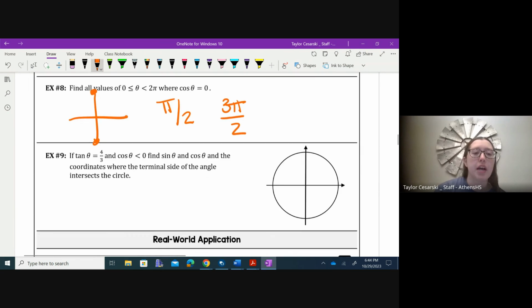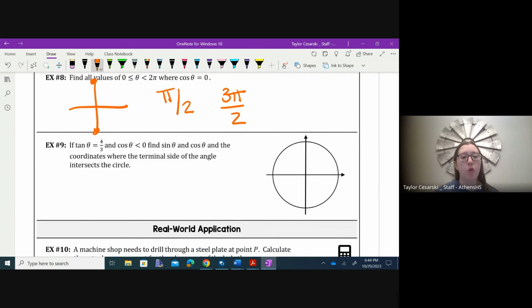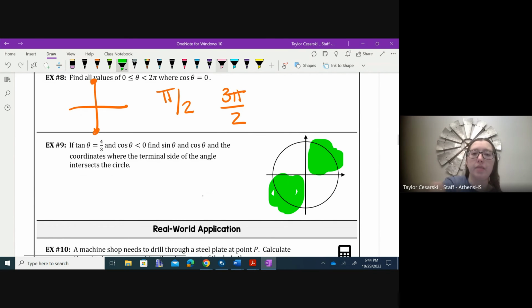And lastly, number 9, it says tangent of theta is 4/3. Well, let's think about where could this be. Tangent is positive in quadrant 1 and in quadrant 3, because I have a positive divided by positive or a negative divided by negative. And cosine of theta is negative. So we think, where is cosine negative? Well, that could happen anywhere that's on the left side. So quadrants 2 or 3. Where do both of those things happen is in quadrant 3. So that's where this problem is going to take place.